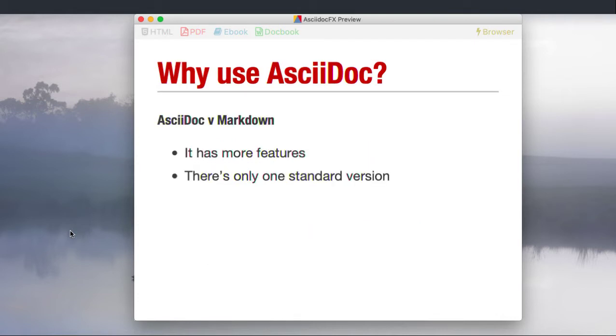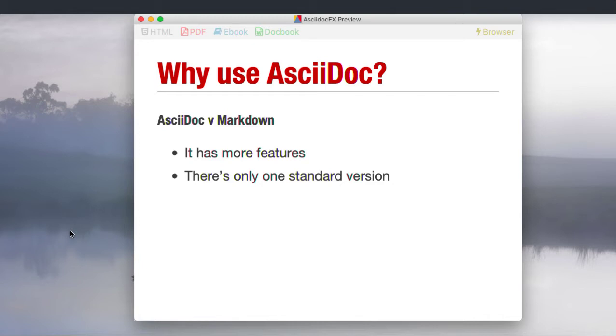So AsciiDoc is an alternative to Markdown. Markdown was probably the first lightweight markup language around, and it began with a very limited set of features, and as it grew in popularity, people wanted it to do more and more. And as a result, there's been an introduction of new versions of Markdown with extra features. So rather than there being one generally accepted standard for what Markdown is, there's a number of different versions and flavors, some of which are supported by some tools or platforms and others which are not.